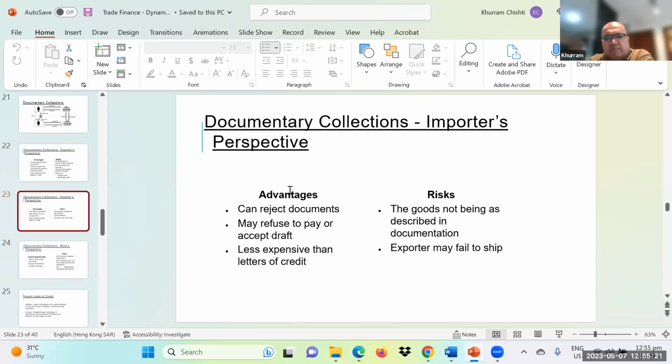the importer's perspective. First of all, as we discussed, he can reject the document in case they are not as per structure. He can reject or may refuse to pay or accept the draft. He may just say he did not order basmati rice, he ordered Kashmiri rice. He did not order 5 tons, he ordered, or 6 tons came. He said, okay, this is an extra 1 ton. I don't need that 1 ton, right? Or less expensive letter of credit, as this point you have already discussed. What are his risks? The goods not being as described in the documents.